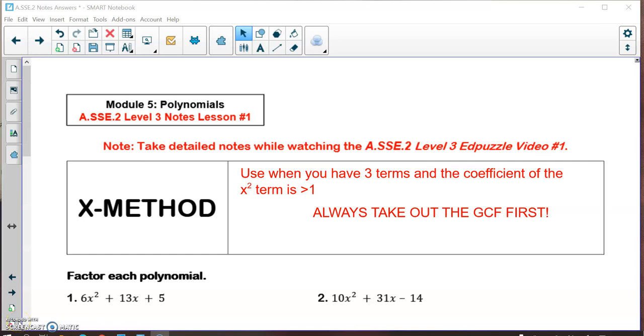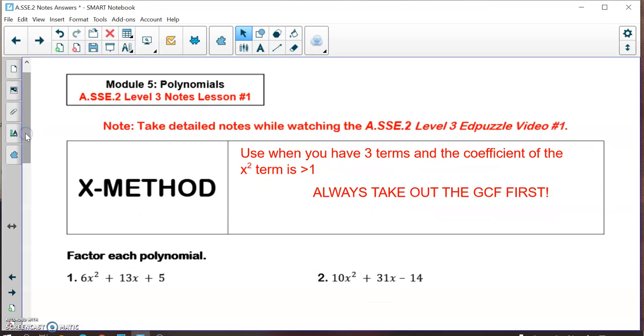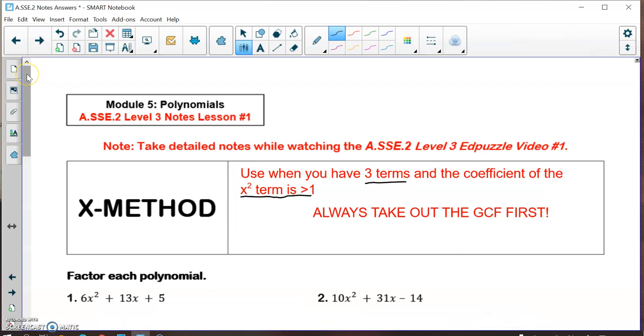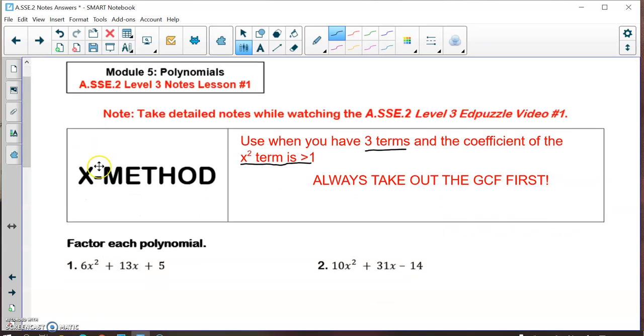All right, so we're going to have two lessons in level 3. We are going to now look at when we have a trinomial, or 3 terms, but your coefficient of the x squared term is greater than 1. So if you recall back to when your coefficient of your x squared term was 1, we used something called the box method. Now what happens if your coefficient of x squared is greater than 1? We are going to be using something called the x method.